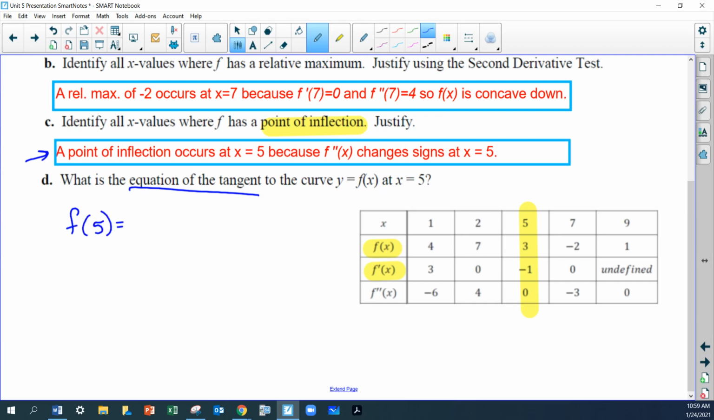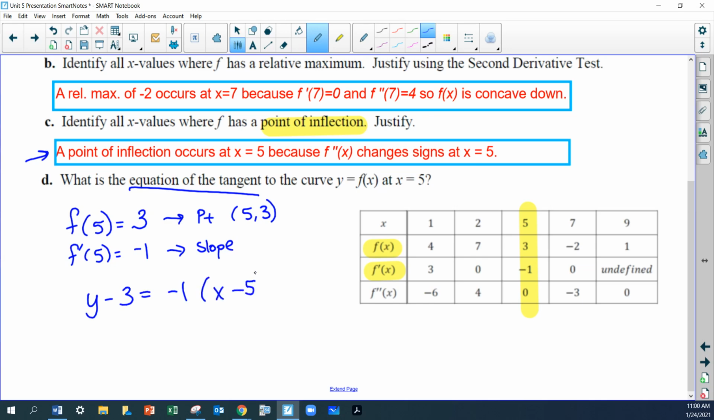I know that f of 5 was equal to 3. I know that f prime of 5 was equal to -1. This gives me a point, doesn't it? I have the point (5, 3), and this was giving me the slope of my equation. Super easy. We can do this in our sleep by now, and we get y minus 3 equals -1 times (x minus 5). And that should be the equation of our tangent line.